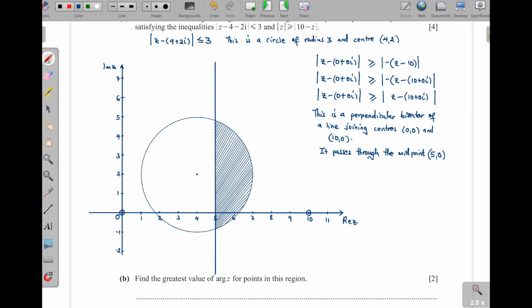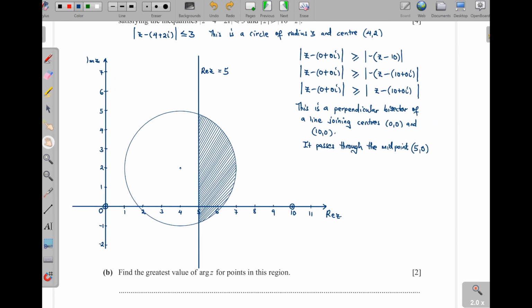But then I have to label this one. It is the real part of z, which is equal to 5. Okay, that line we have drawn here, which is the perpendicular bisector of the two centers. Then part B, find the greatest value of the argument of z for the points in the region. So I have to begin from here. Then I can draw lines to all of these points in here.